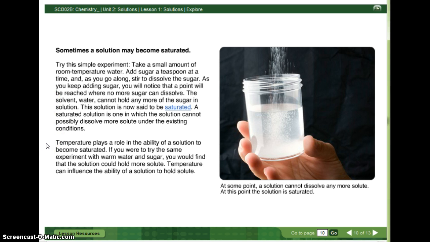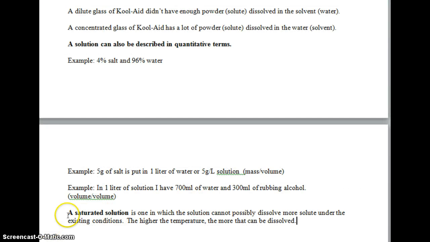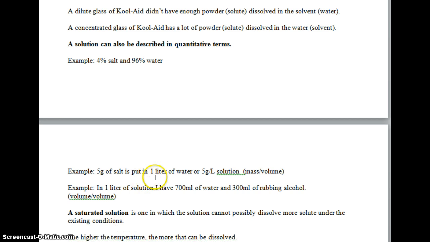Temperature plays a role in the ability of a solution to become saturated. If you were to try the same experiment with warm water and sugar, you would find that the solution could hold more solute, or more sugar would dissolve. Temperature can influence the ability of a solution to hold solute, or in other words, to cause it to dissolve. So I added, a saturated solution is one in which the solution cannot possibly dissolve more solute under the existing conditions. However, the higher the temperature, the more that can be dissolved.